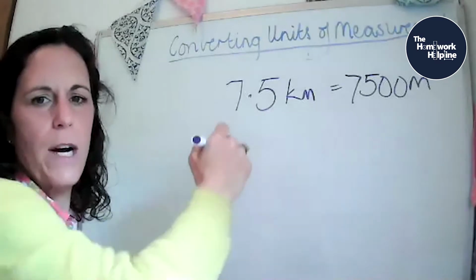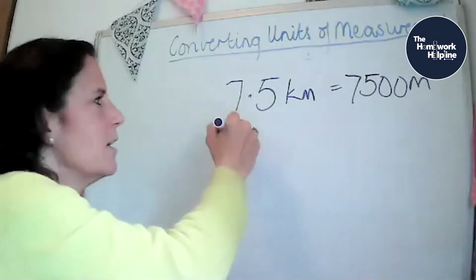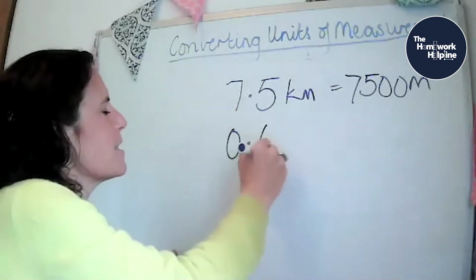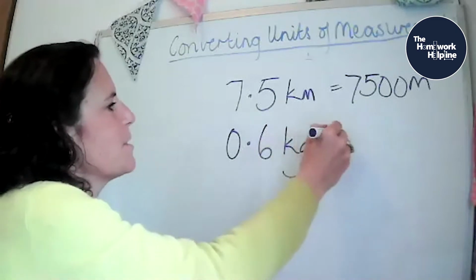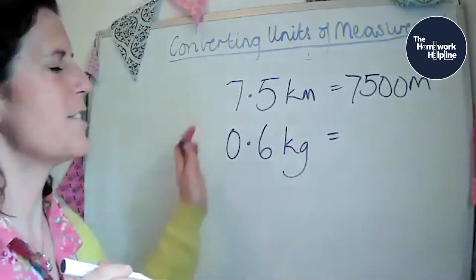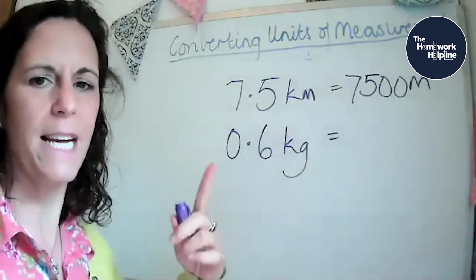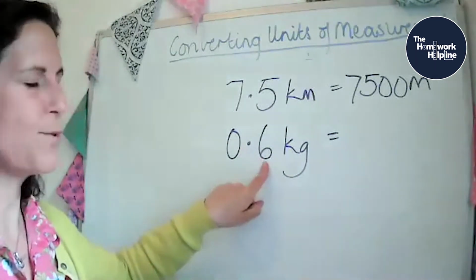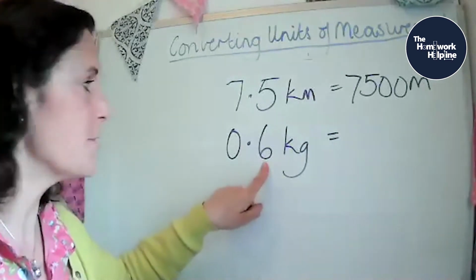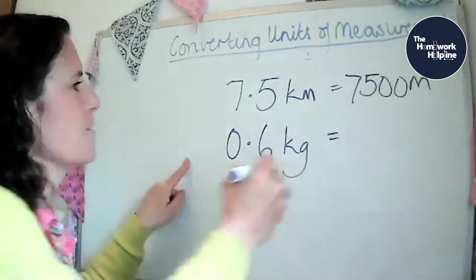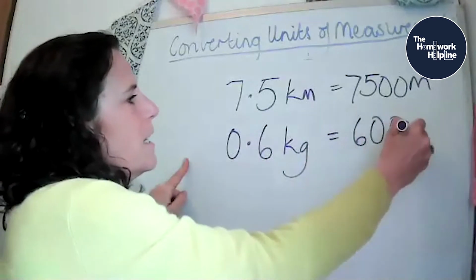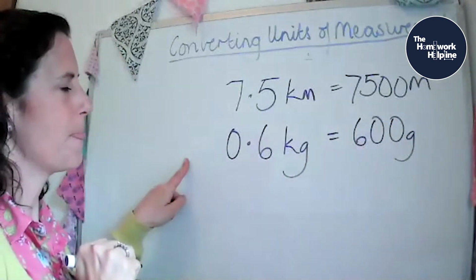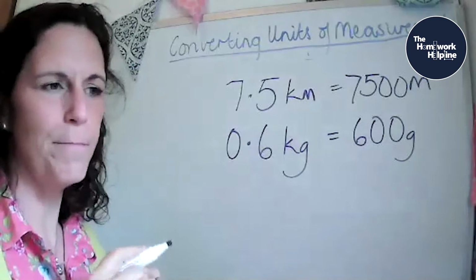Okay, what about, let's do some grams. Let's do 0.6 kilograms. Now, kilograms into grams, again, that number is going to be getting higher, so we need to multiply. And to multiply by 1,000, we move this digit 3 places to the left. 1, 2, 3, it goes into the hundreds column. 600 grams.